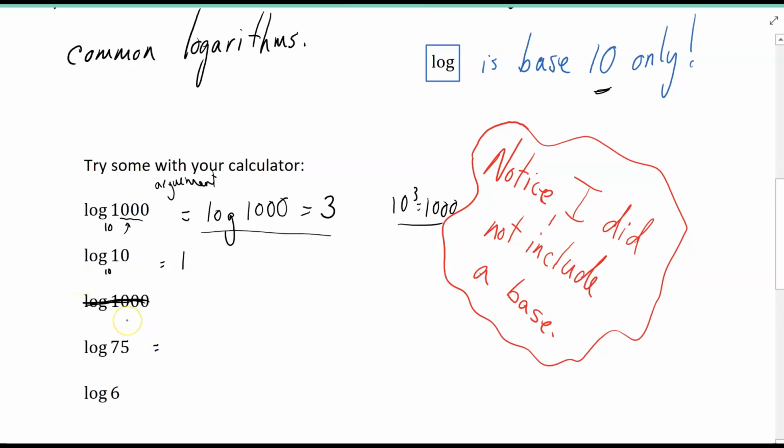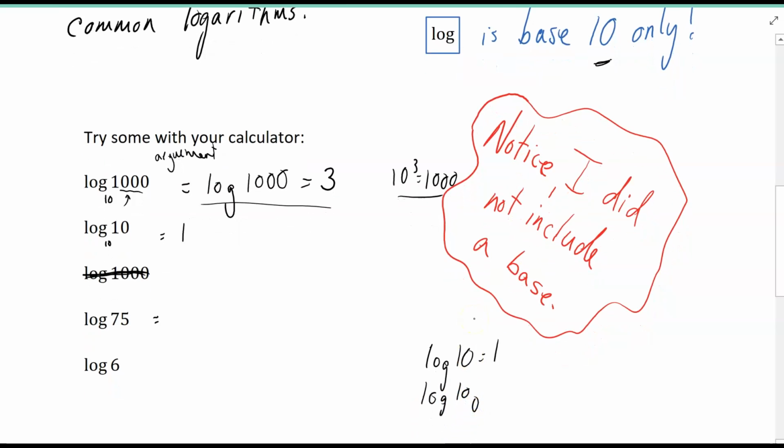Try log 75. If you think about this, guess what number it will be between: log 10 is 1, and log 100 is equal to 2, and 75 lies in between these two. So we should get a number between 1 and 2, and it's not 1.75. Check your calculator to see what log 75 is. And I get, to 3 decimal places, 1.875.